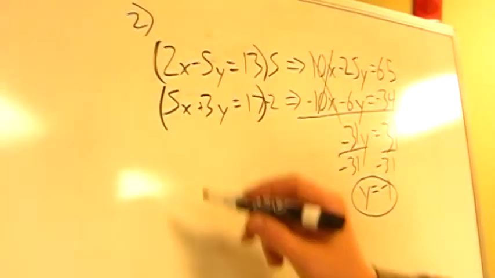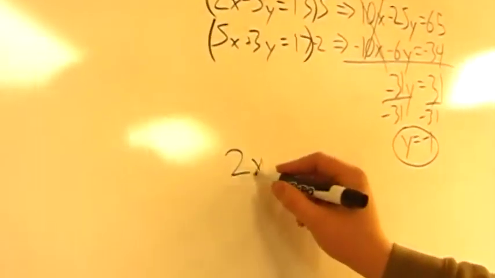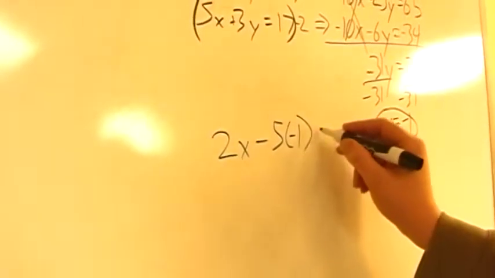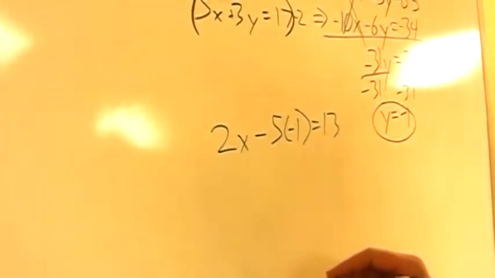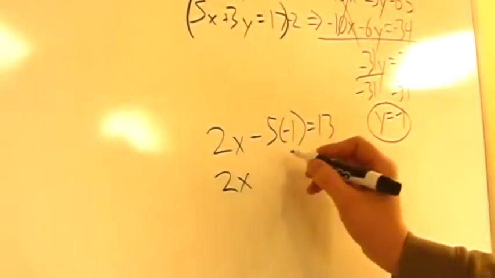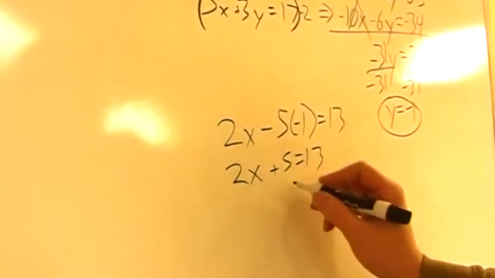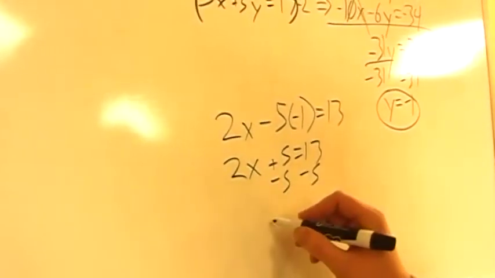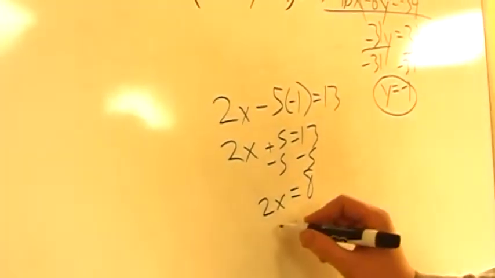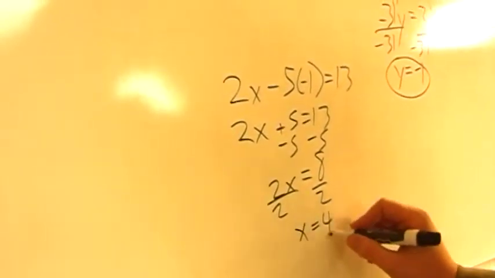I'm going to pick the first equation that we started off with. I'm going to solve that out by plugging in for the y variable. So I have 2x minus 5 times a negative 1 equals 13. Well, I'll multiply that out and I'll have 2x plus 5 equals 13. Then I'll subtract that 5 from both sides. I'll have 2x equals 8. Divide by 2, x is equal to 4.